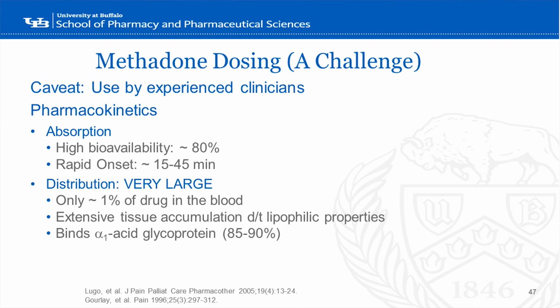It has a very large volume of distribution, with only 1% of the drug being found in the blood. This is due to its extensive tissue accumulation due to its lipophilic properties. And it also binds to alpha-1 acid glycoprotein at about an 85 to 90% ratio. And this is important because alpha-1 acid glycoprotein tends to be at high levels in patients who have pain and have inflammatory processes going on.